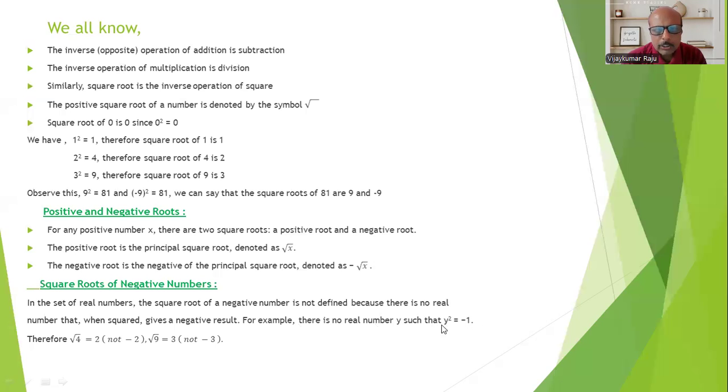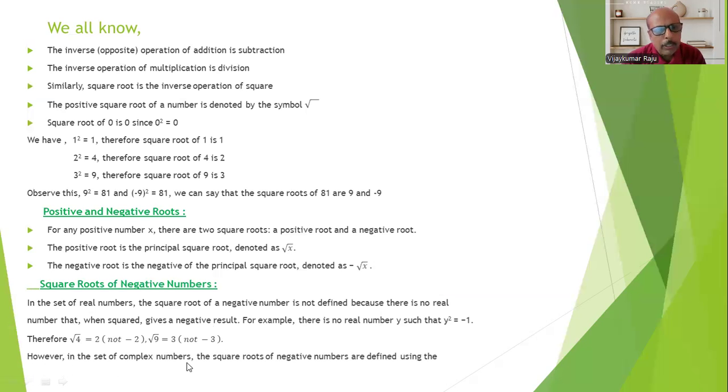Since you are going to square any number, whether it is positive or negative, it is going to be positive. And therefore, you will never get a negative number for that. That is why y square equal to minus 1 is not possible. Therefore, root of 4 is 2, not minus 2. Root of 9 is 3, it is not minus 3. Because the square root of that number is not negative, as it's not a real number.